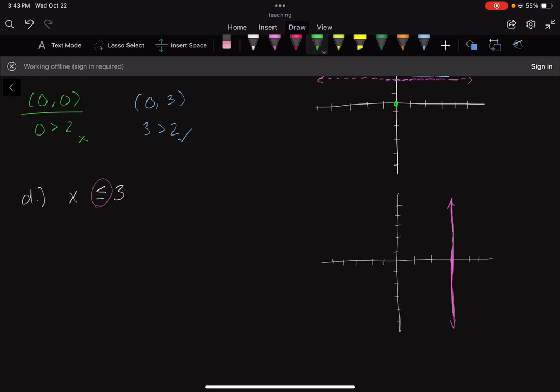And again, we'll just test some points. So I'll test 0, 0, see if it works. We get 0 less than or equal to 3. Since it works, I'm going to shade that region that 0, 0 is in. But just in case, I do still like to test something on the other side as well to make sure that it doesn't work, since that's what I should see. 4, 0, so I get 4 less than or equal to 3. All right, that does not work. So it makes sense that this side got shaded.